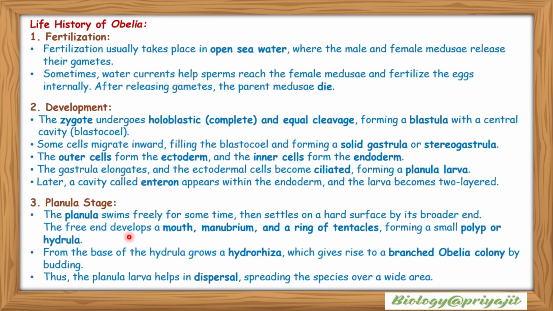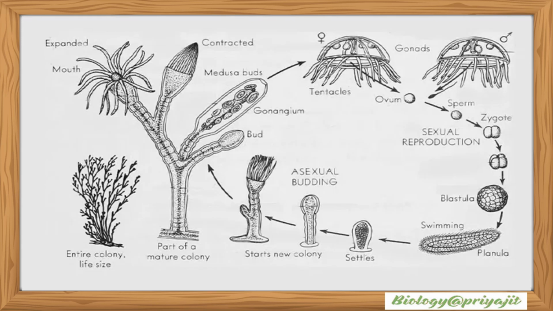Planula larva. The planula swims freely for some time, then settles on a hard surface by its broader end. The free end develops a mouth, manubrium, and a ring of tentacles, forming a small polyp or hydrula stage. From the base of the hydrula grows a hydrorhiza, which gives rise to a branched Obelia colony by means of budding. Thus, the planula larva helps in dispersal, spreading the species over a wide area. This is the diagram showing the life cycle of Obelia.